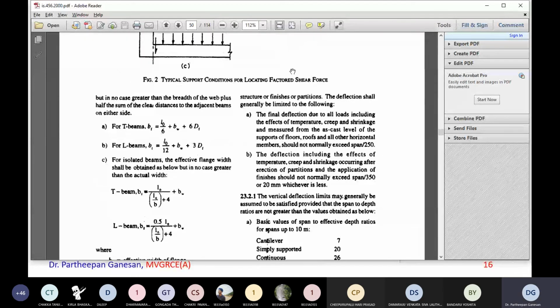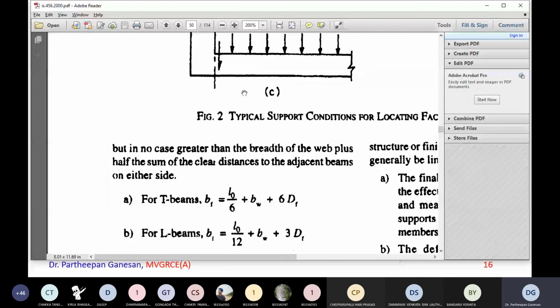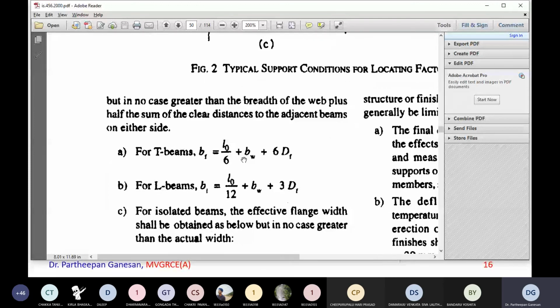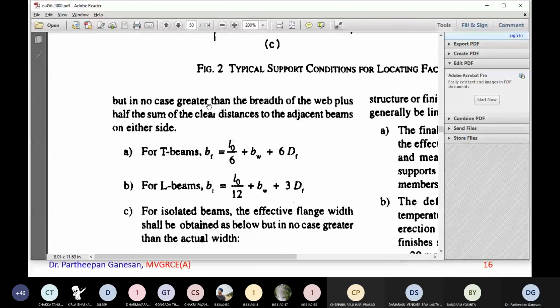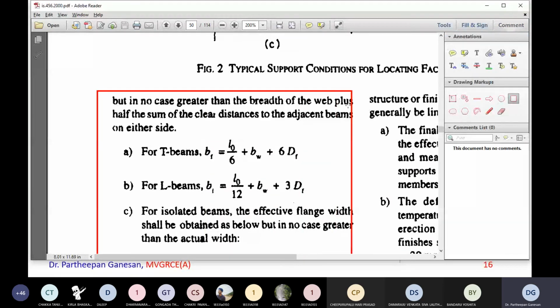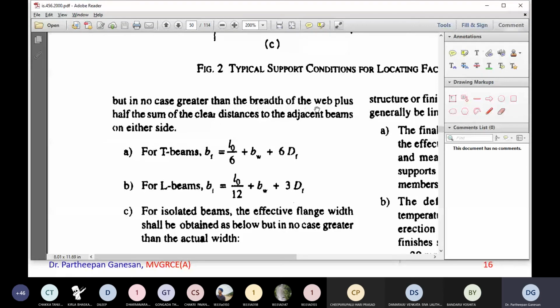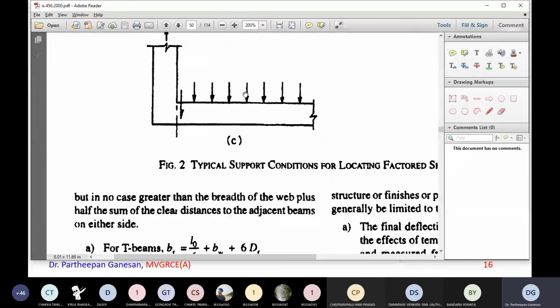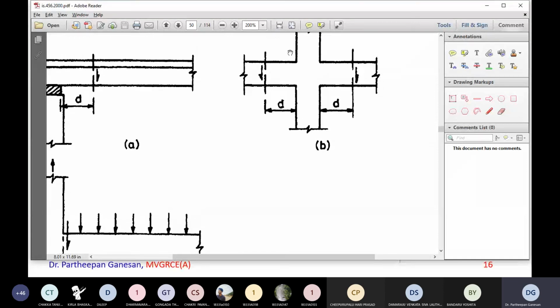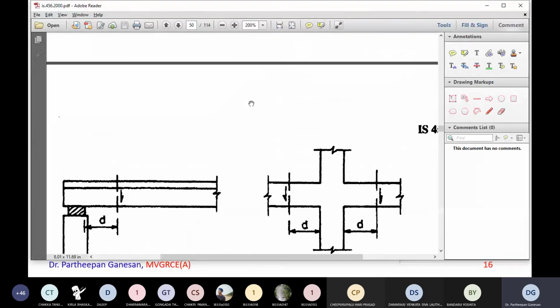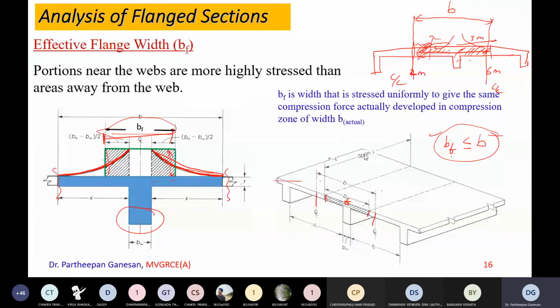See here, for T-beam, the effective width of flange is equal to L0 by 6 plus bw plus 6 Df. But in no case greater than the breadth of the web plus the sum of the clear distances to the adjacent beam on either side. So when you say the sum of the clear distances to the adjacent beam, it means on this side of the beam and the other side of the beam. Okay, so that is one.